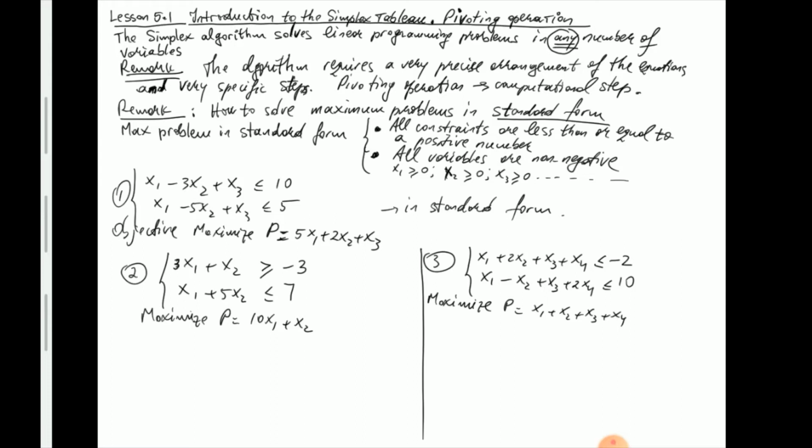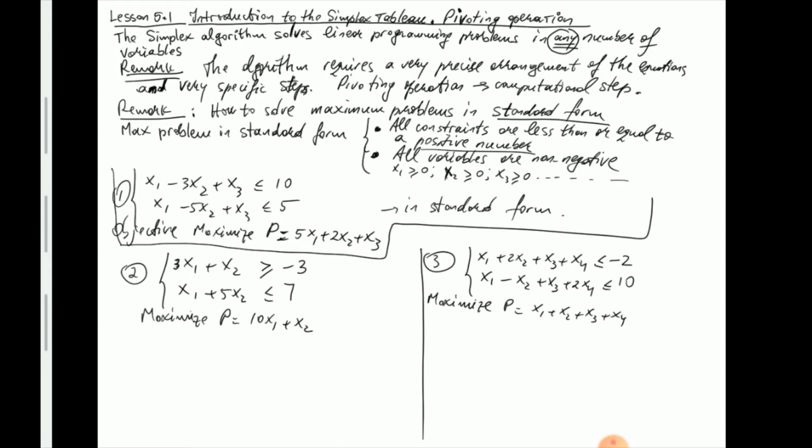So if the problem is not already in the standard form, the question is whether it can be written in the standard form or not. Remember, there are only two conditions to establish, right? That all constraints are less than or equal to a positive number. So the first example satisfies that condition.